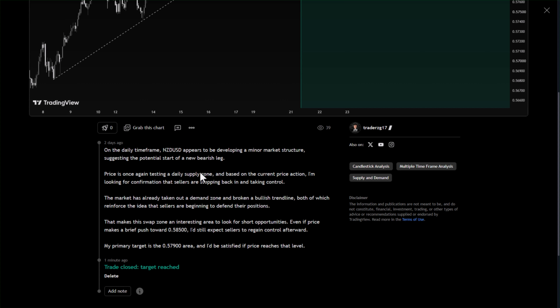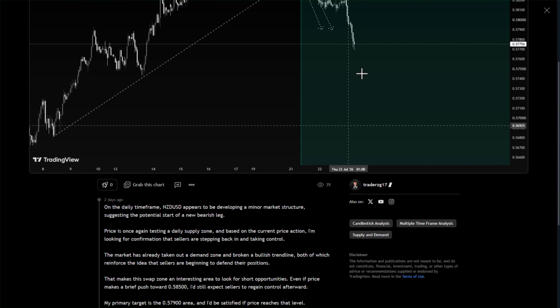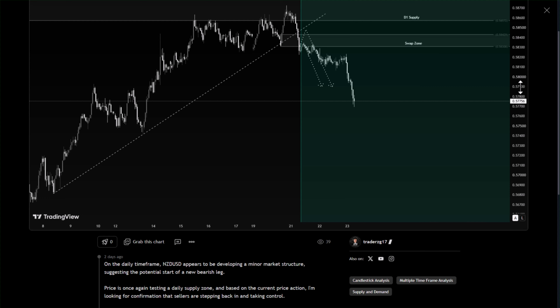See, price is once again testing the daily supply zone, and based on the current price action, I'm looking for a confirmation that sellers are stepping back and taking control. The market has already taken out a demand zone and broken the bullish trend line, both of which reinforce the idea that sellers are beginning to defend their positions. And that was my psychological level, 0.57900, around here, and I'm good with that.